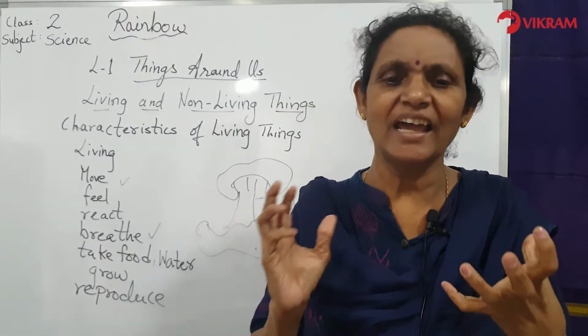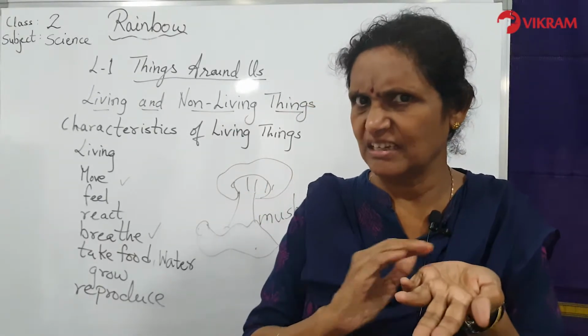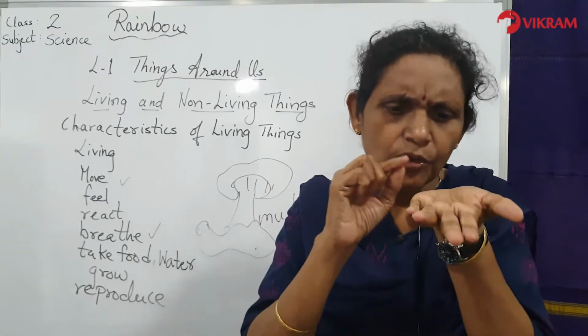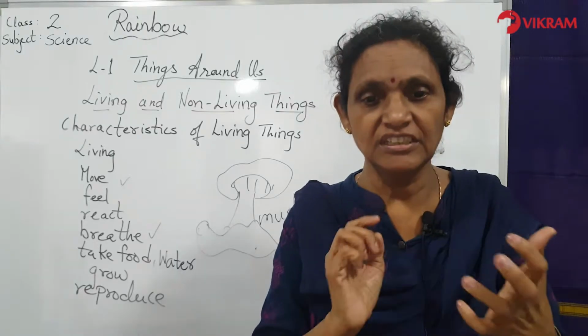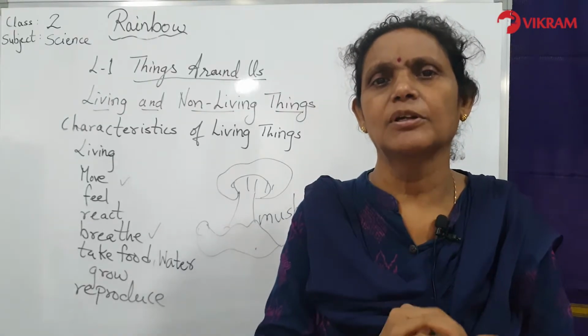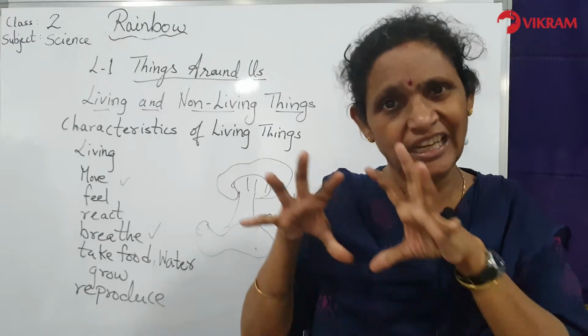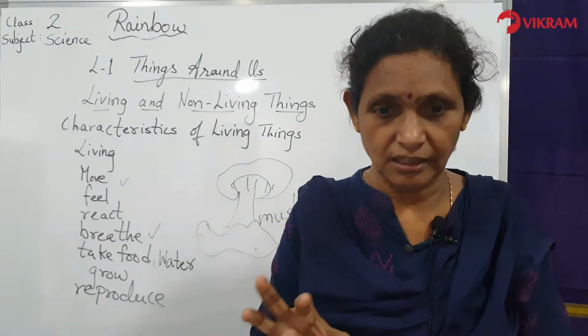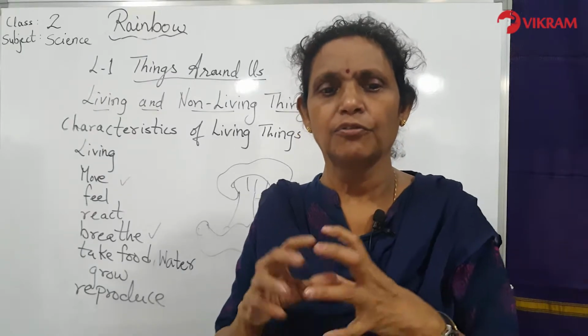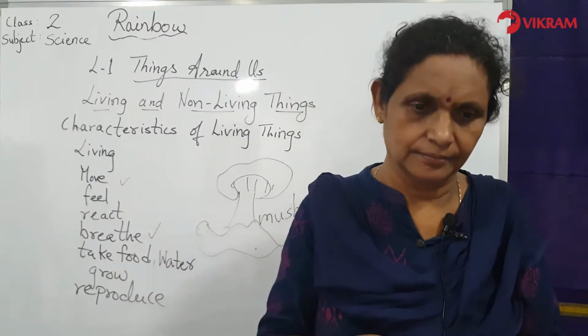So mold and mushroom. Even on a bread slice, after it gets spoiled, you can see something fungus-like form. That is mold. So these things are not able to make their own food. They take the food from other spoiled or rotten things. So they make their food from decaying matter.